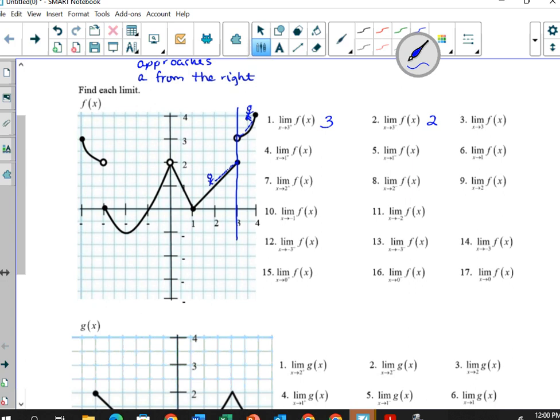So number 3, that's just the limit as x approaches 3. That means you have to look at both the right and the left. My 2 guys, did they run into each other? No, they're at different y values, right? Okay, so the limit does not exist.